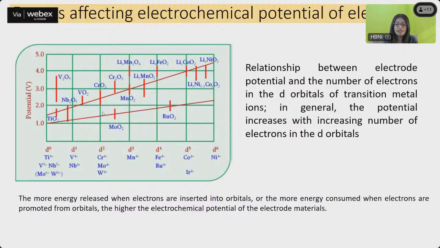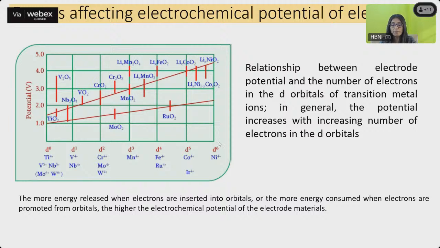Then another very important factor is that we are using different transition metals, and transition metals have varied numbers of d electrons. So there is a relationship between the electrode potential and the number of electrons in the d orbitals of the transition ions. In general, the potential will increase with increasing number of electrons in the d orbitals. Why? Because the more energy is released when electrons are inserted into orbitals, or the more energy is consumed when electrons are promoted from orbitals, the higher is going to be the electrochemical potential of the electrode material.